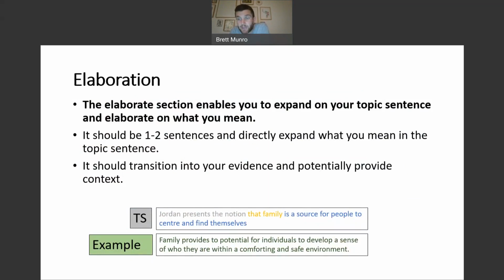And this would provide a little bit of a transition between your idea and essentially the quotes and the textual evidence that you're going to use to support that idea. Essentially, you'd be using quotes that demonstrate that safe environment, that demonstrate that comfort, and that show how the characters are able to develop a sense of who they are. So really, the elaboration is just explaining it in a little bit more detail and just providing that little bit of a link, that little bit of a transition into your evidence.